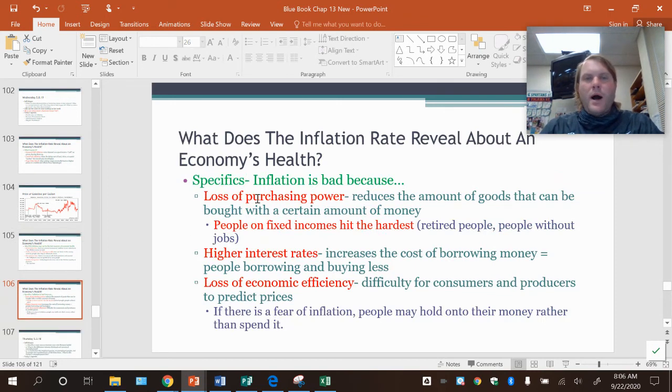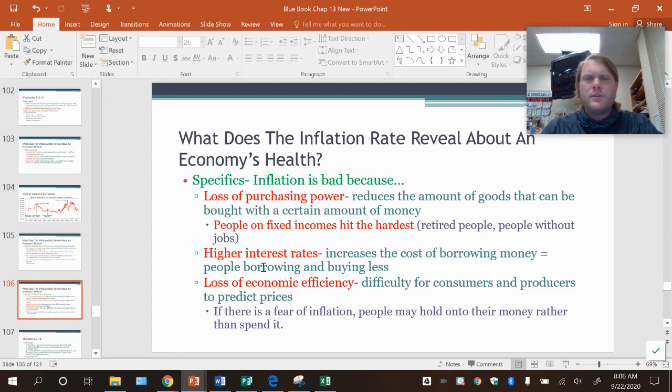At the end of the day, why it's bad is obviously we can't afford to buy more stuff. If we're on a fixed income, people on welfare programs, people on social programs such as Social Security, that are retired, fixed incomes get hit the hardest. It's going to lead to higher interest rates, meaning that borrowing money is more expensive, meaning that we can't buy as big of houses or nice of cars when we borrow money.